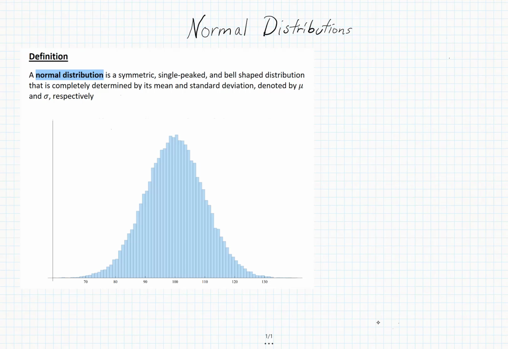So below you'll see a histogram, and what we can do with this histogram is approximate it with this nice little curve. This is a smooth curve, supposedly. It is supposed to be single-peaked and bell-shaped, which you can obviously see that it is. And we need it completely determined by its mean and standard deviation. What do we mean by that?